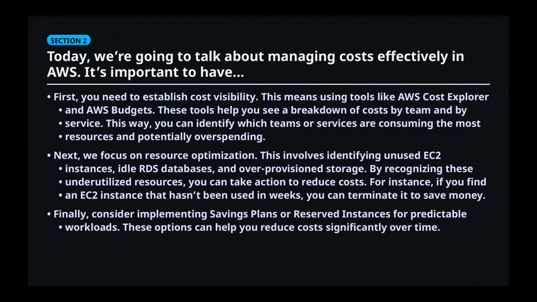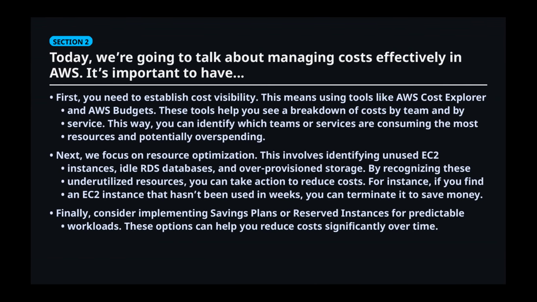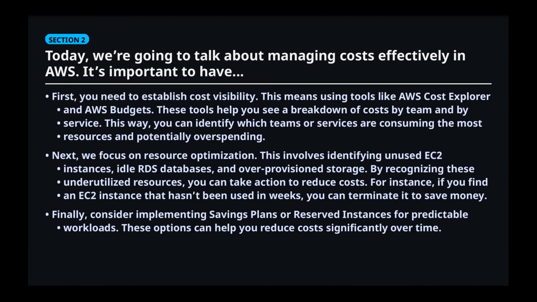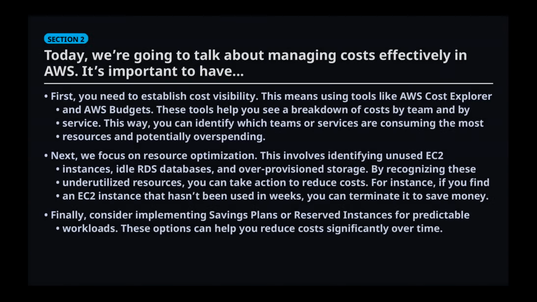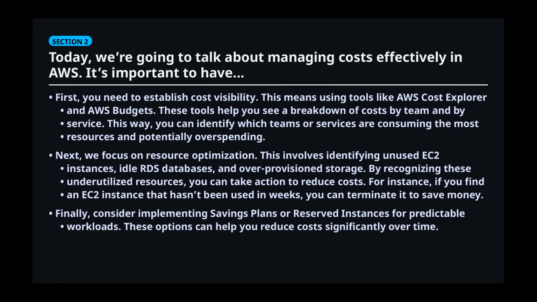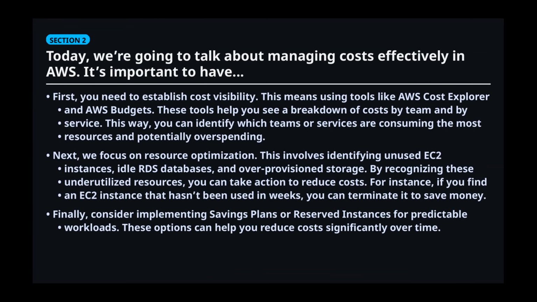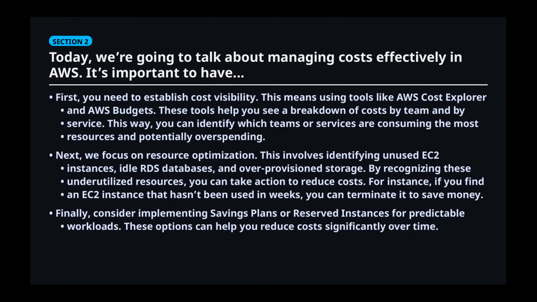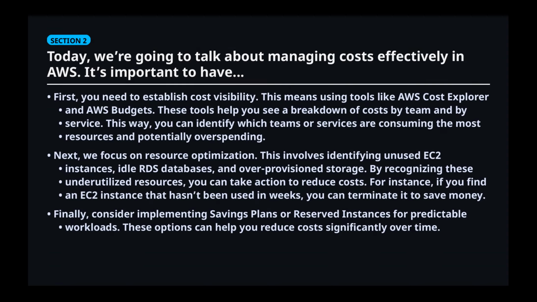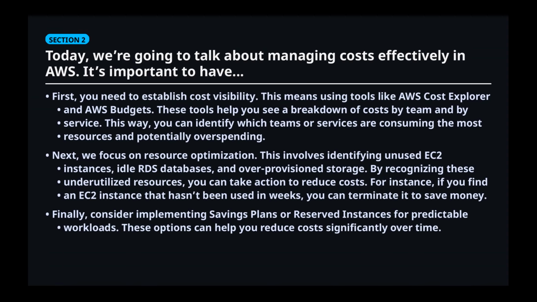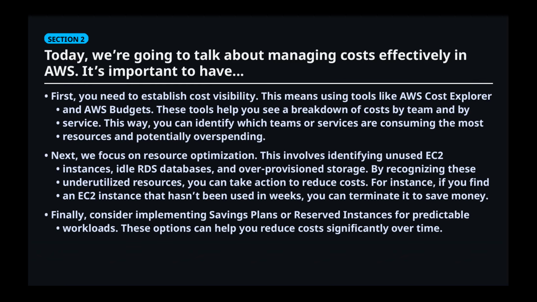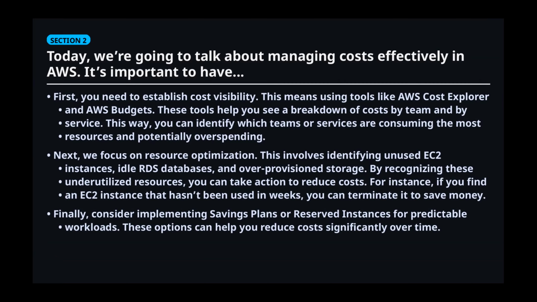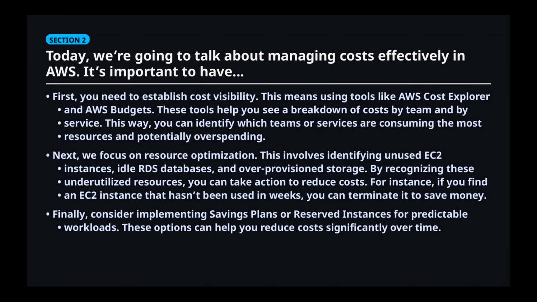Next, we focus on resource optimization. This involves identifying unused EC2 instances, idle RDS databases, and over-provisioned storage. By recognizing these underutilized resources, you can take action to reduce costs. For instance, if you find an EC2 instance that hasn't been used in weeks, you can terminate it to save money. Finally, consider implementing savings plans or reserved instances for predictable workloads. These options can help you reduce costs significantly over time.